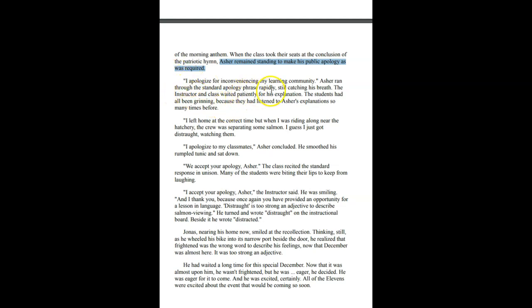"I apologize for inconveniencing my learning community," Asher ran through the standard apology phrase rapidly, still catching his breath. The instructor in the class waited patiently for his explanation. The students had all been grinning because they had listened to Asher's explanation so many times before. "I left home at the correct time, but when I was riding along near the hatchery, the crew was separating some salmon. I guess I just got distraught watching them. I apologize to my classmates," Asher concluded. He smoothed his rumpled tunic and sat down. "We accept your apology, Asher." The class recited the standard response in unison, meaning all together. Many of the students were biting their lips to keep from laughing.